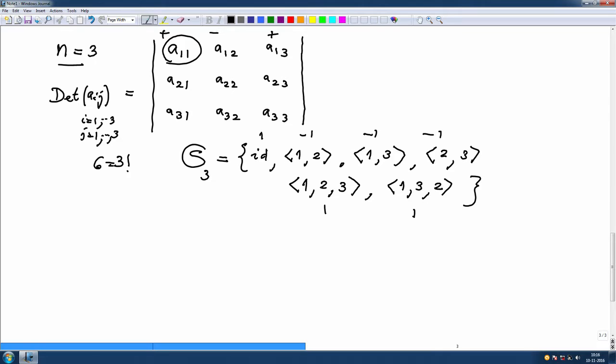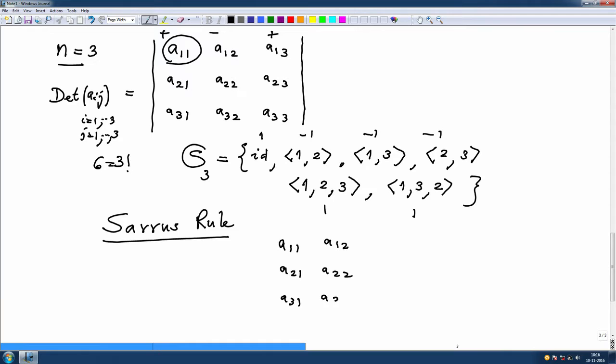But instead of doing this, there is a rule which is attributed to Sarrus. If one uses this rule, one is less likely to make errors in a numerical calculation. So what you do is, you write down these columns A11, A21, A31, A12, A22, A32, A13, A23, A33. These are the original matrix, and write down the first two columns again next to them.